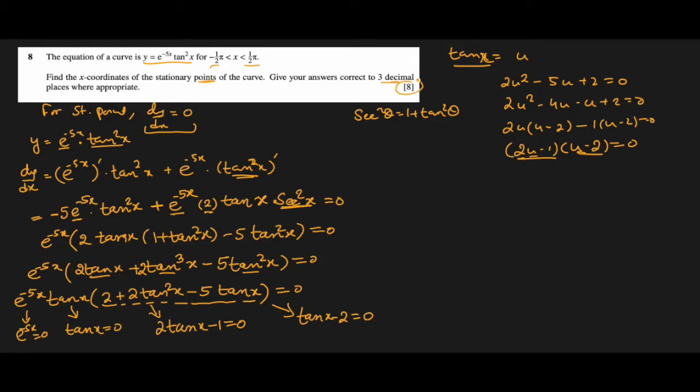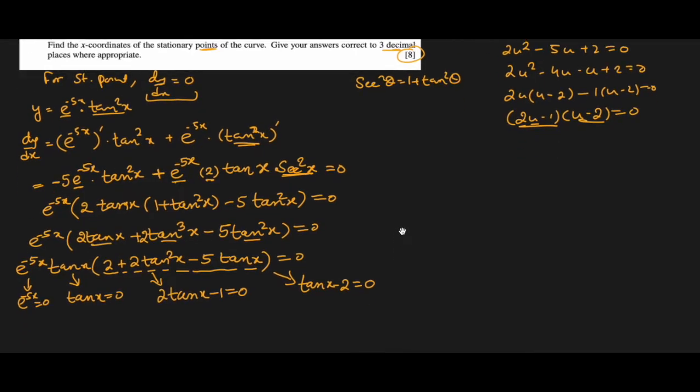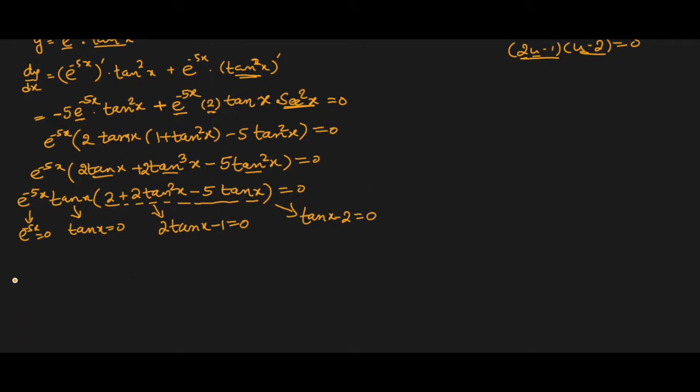This whole question is worth 8 marks. That means we have to solve each part separately. Let's talk about this one first. e is a constant. It is between 2.5 and 3. There's a fixed value for this. No matter what exponent we give it, it will never be equal to 0. That means this particular option is rejected. There is no solution from this.